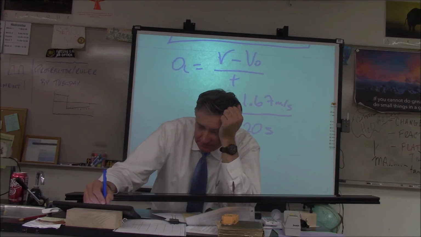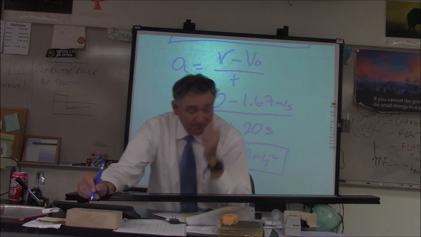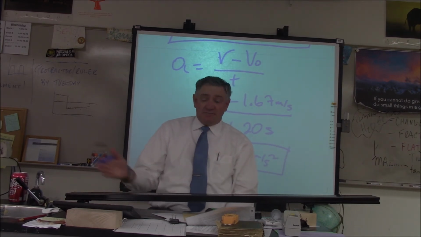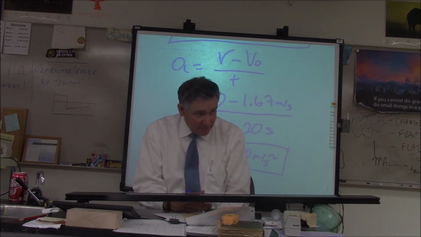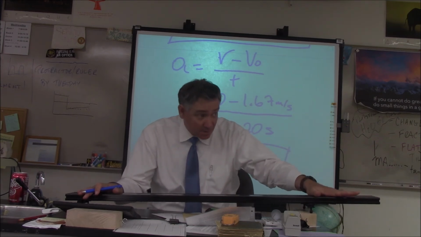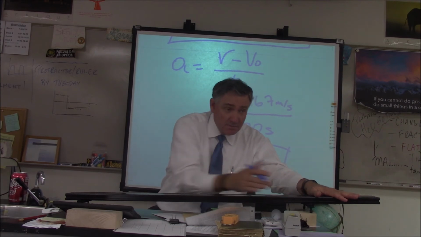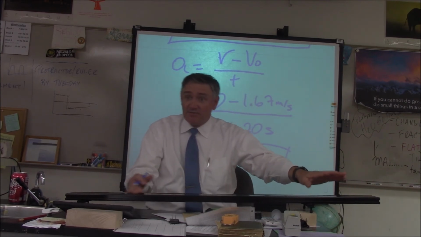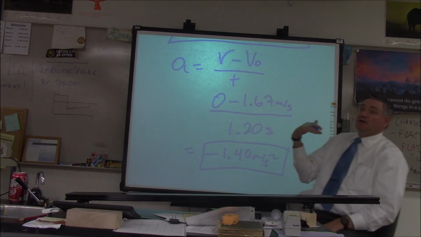Negative 1.40? Yeah. Okay. So there's my acceleration. Does it make sense that that acceleration is a negative value? Yes. Because I went from a positive velocity to 0. So I'm slowing down. My velocity is positive, therefore my acceleration has to be negative.